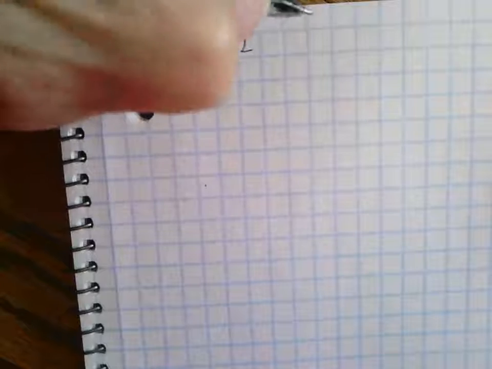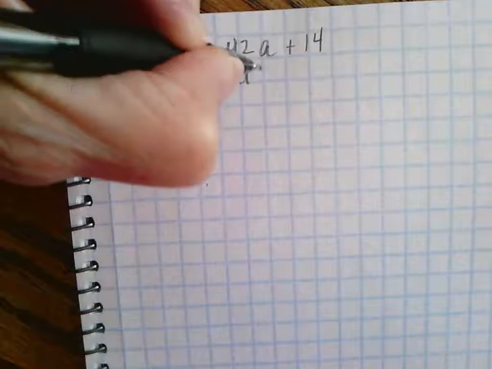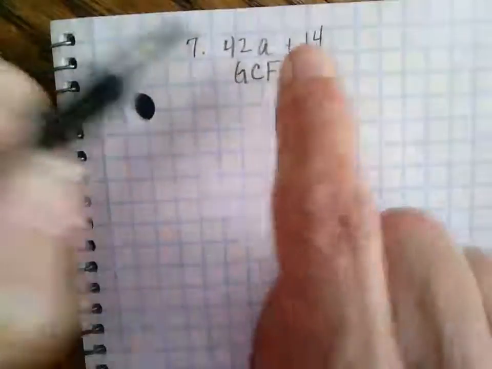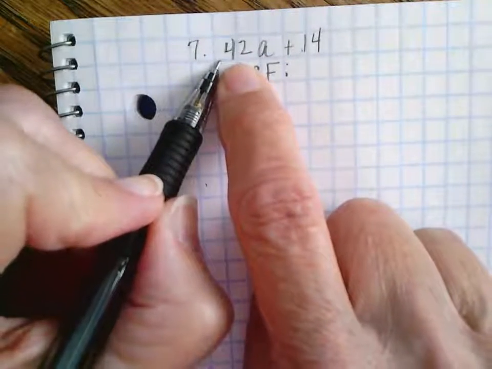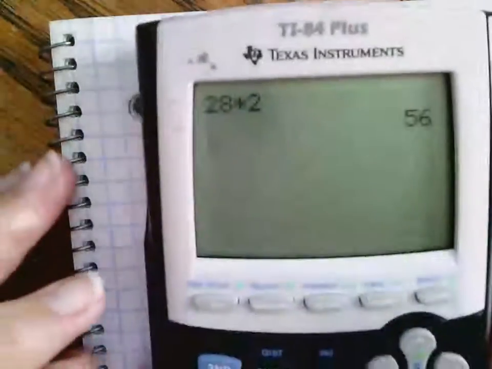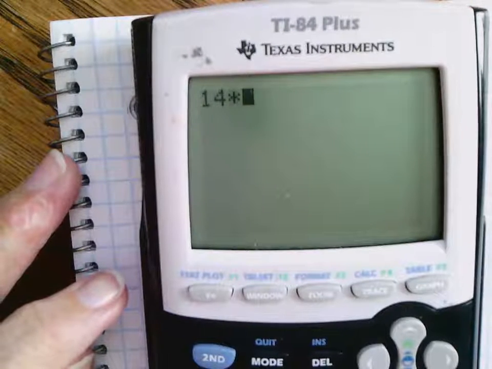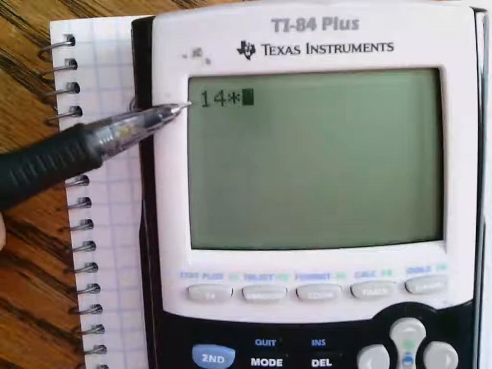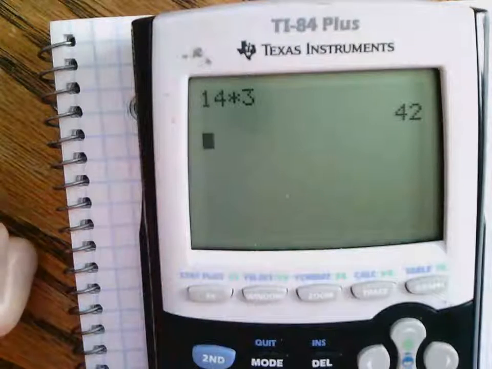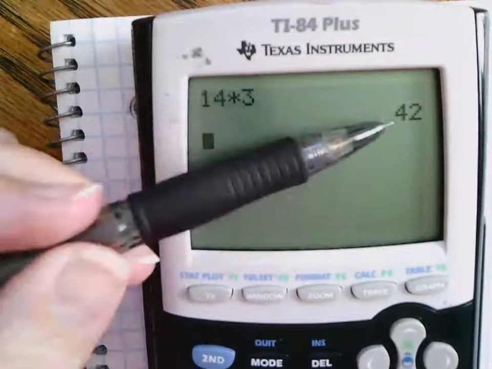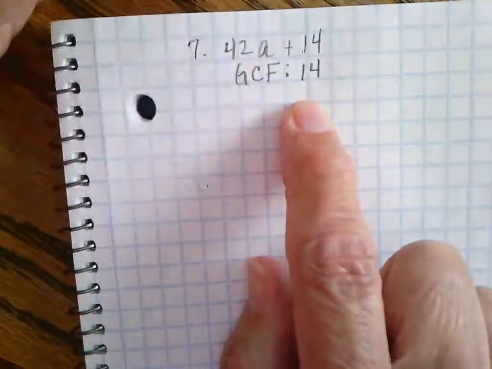42 plus 14. Ask myself, is 14 the greatest common factor of 42? Again, if I don't know, I can use my calculator to help me out. I know what 14 times 2 is. That's 28, so I'm going to check 3. It is. 14 is a factor of 42. So my greatest common factor here is 14.